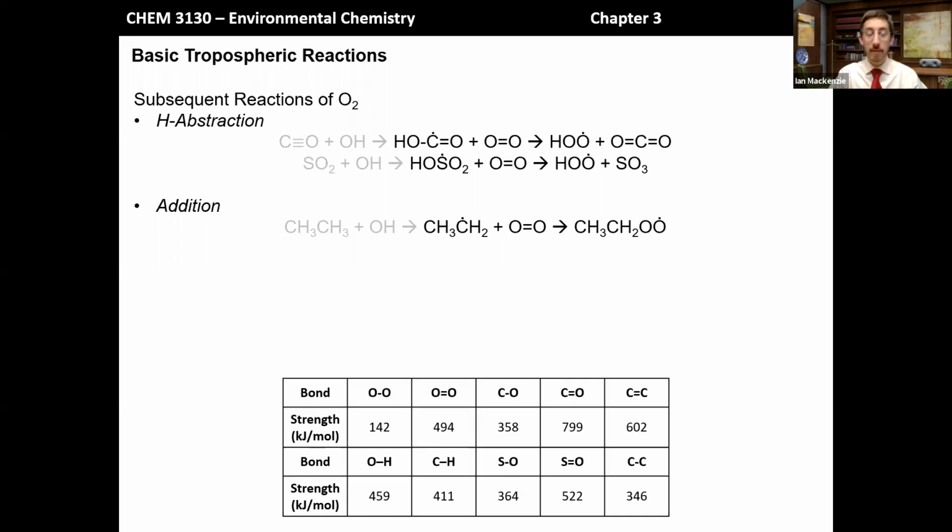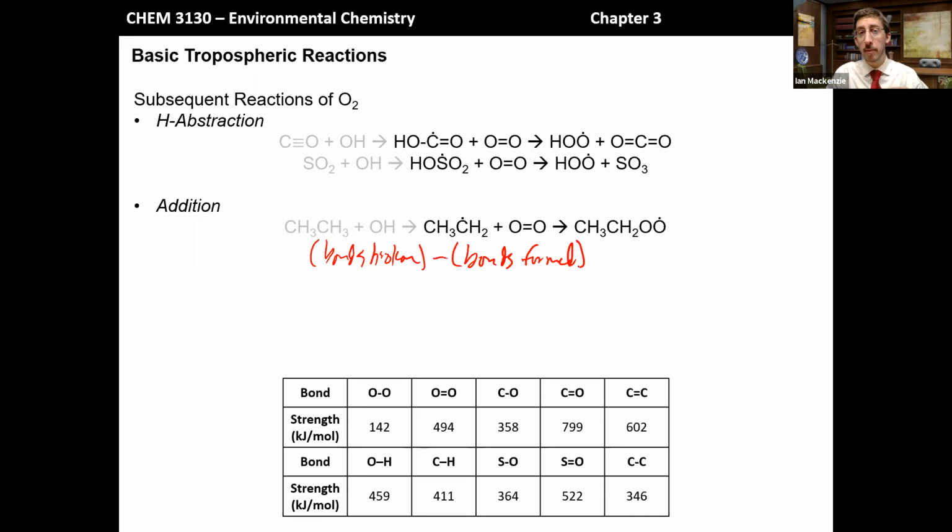And so if I've got a table here with some bond strengths, I can go through and just do a quick analysis on some of these reactions. So let's just take this top reaction here, reaction of O2 with this intermediate radical generated from carbon monoxide and hydroxyl radical. And let's just look at calculating a rough overall reaction enthalpy. So remember when I'm using bond strength data, it's the sum of the bonds broken minus the sum of the bonds formed.